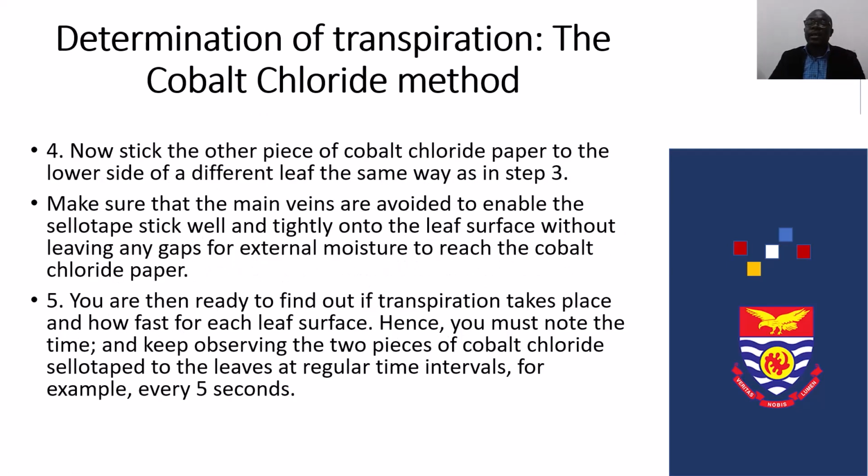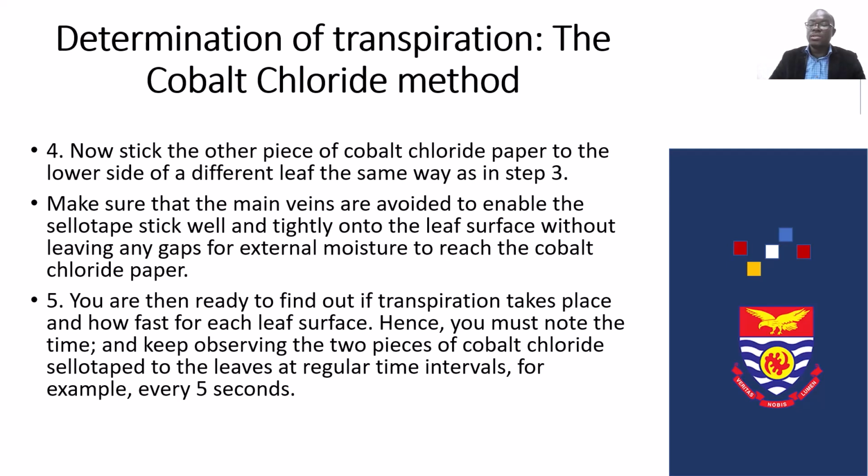Now stick the other piece of cobalt chloride paper to the lower side of a different leaf the same way as in step 3. Make sure that the main veins are avoided to enable the sellotape stick well and tightly onto the leaf surface without leaving any gaps for external moisture to reach the cobalt chloride paper. You are then ready to find out if transpiration takes place and how fast for each leaf surface.